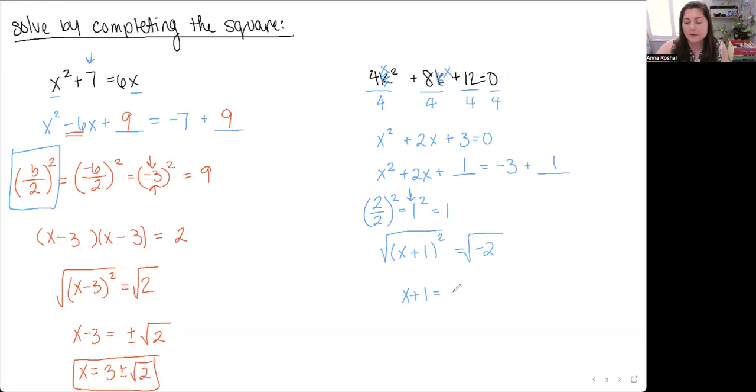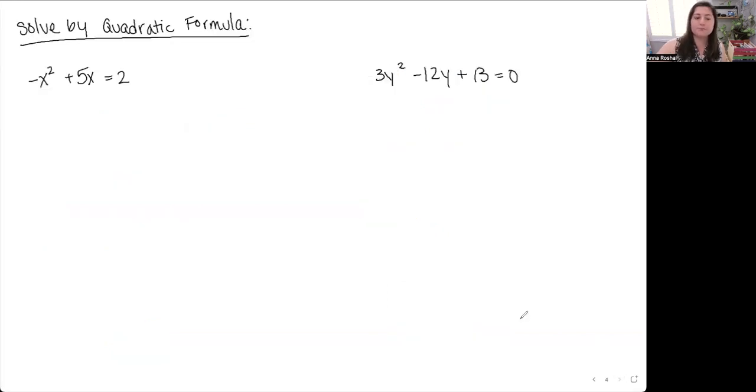X plus 1 equals positive and negative. Now, because this is a -2, I'm going to have to deal with imaginary numbers. So it's going to be i root 2. Then I'm going to subtract 1 from both sides, and I'm going to end up with -1 plus or minus i root 2. Again, totally acceptable answer to have these complex numbers, to have these imaginary numbers in our work.